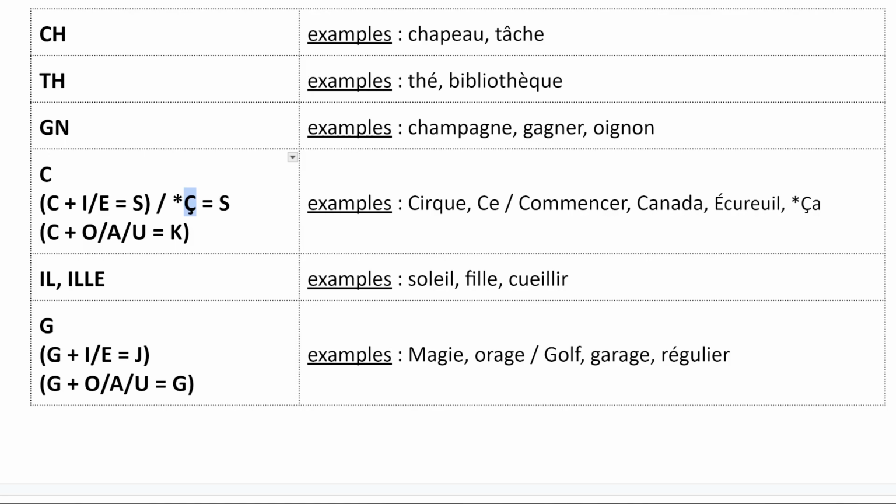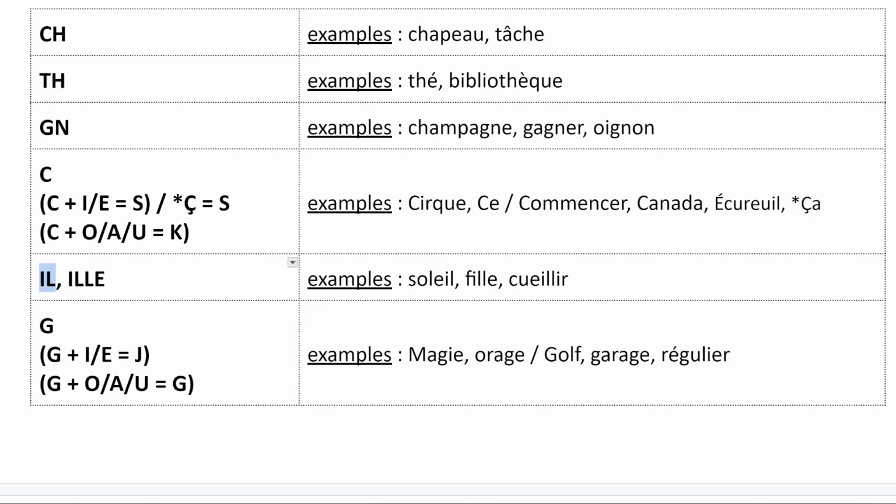Now do note, if there is a C with a little tail at the end, we call it cédille in French. It's pronounced as an S no matter what comes after. In order to remember this a little bit better, you can think of the C with the little tail as an S. Kind of looks like an S with that little tail. So for example, instead of being pronounced ka, like Canada, it'd be pronounced sa.